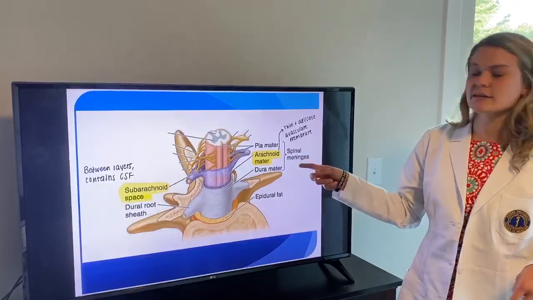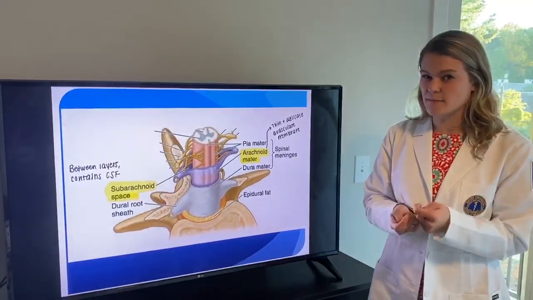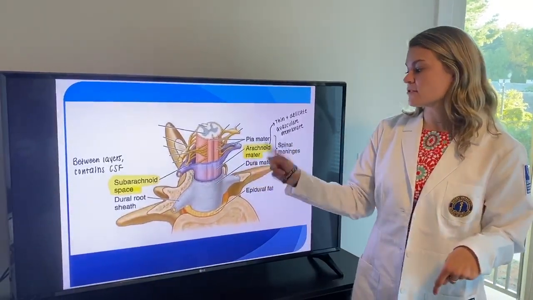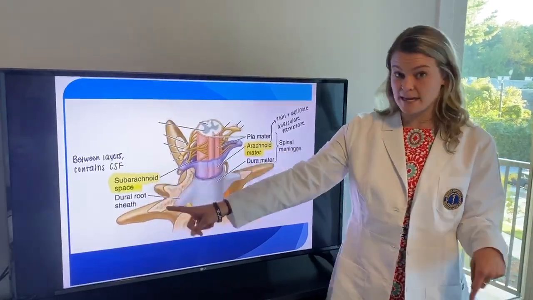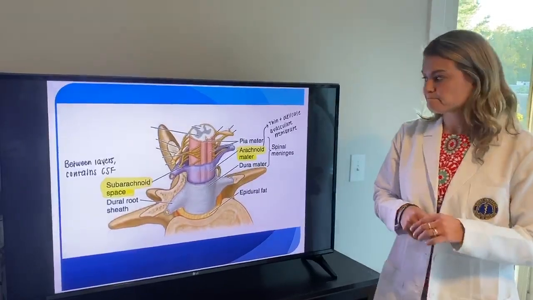Next is the arachnoid mater, which is the middle layer, and is a thin and delicate avascular membrane. And the important thing about this layer is in between the arachnoid layer and then the innermost pia is the subarachnoid space, and this space contains cerebrospinal fluid.